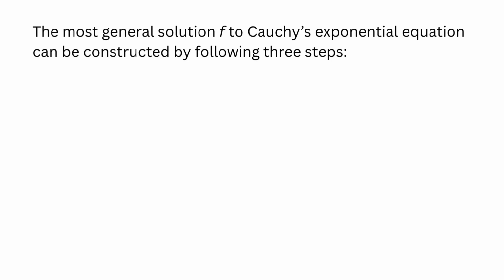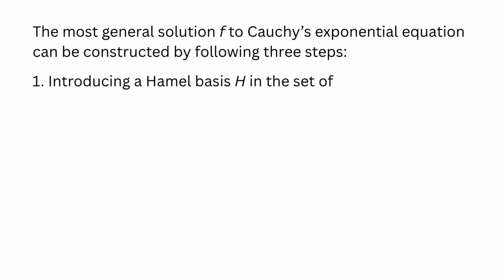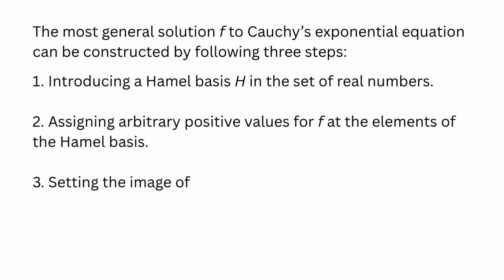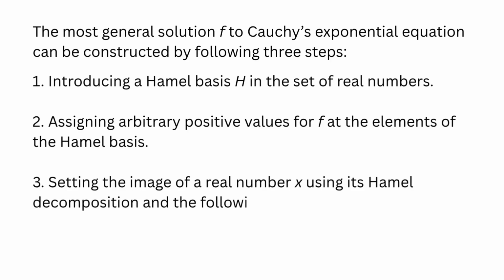Therefore, we have shown that the most general solution f to the exponential Cauchy equation is found by following the next three steps. Introducing a Hamel basis H in the set of real numbers. Assigning arbitrary positive values for f at the elements of the Hamel basis. Setting the image of a real number x using its Hamel decomposition and the following rule.